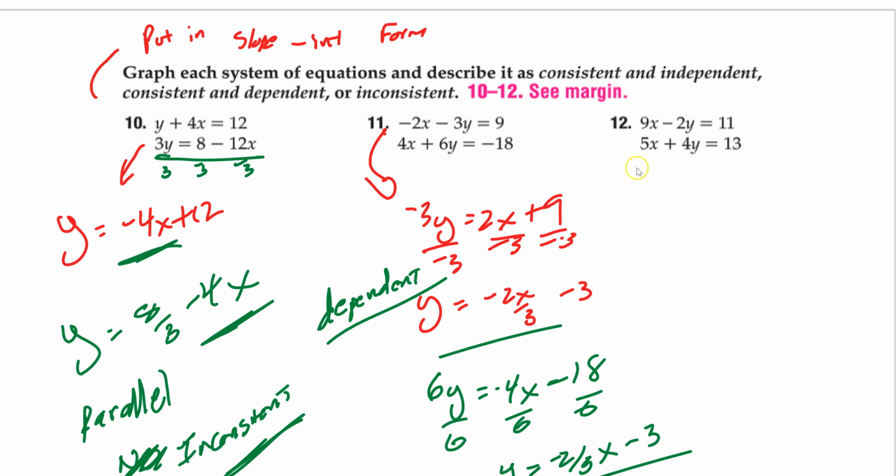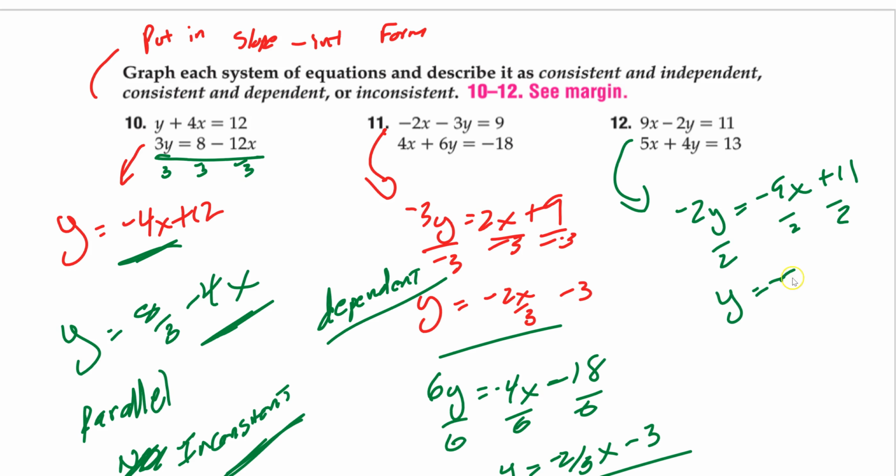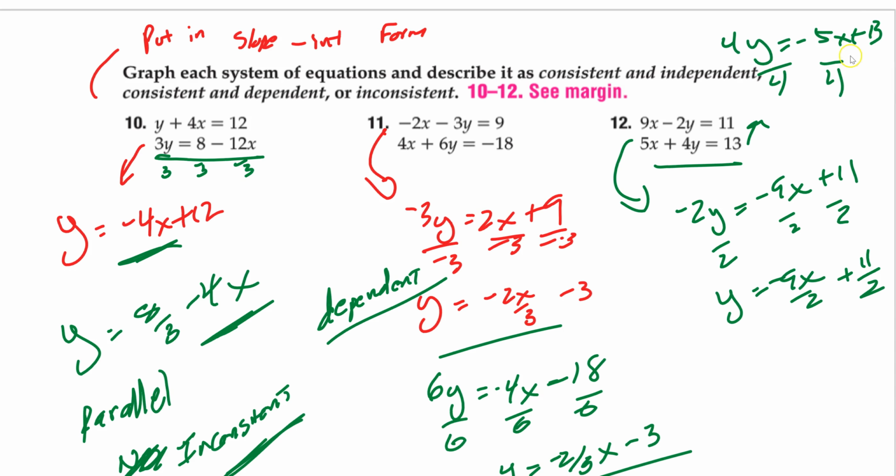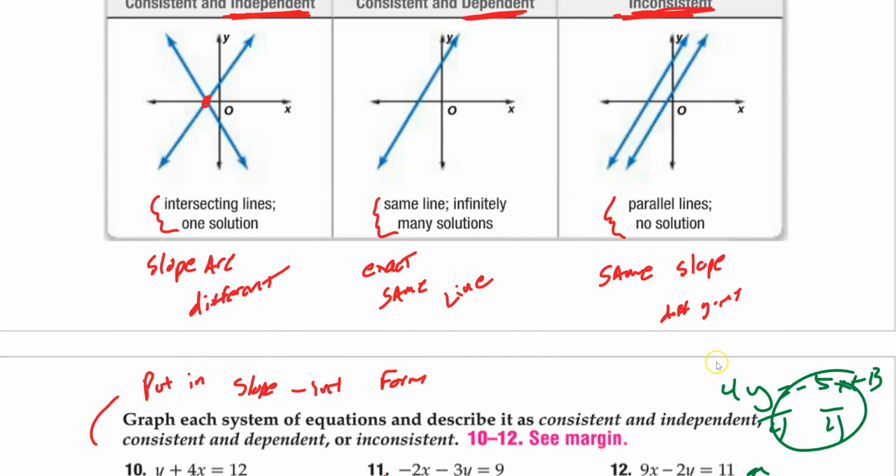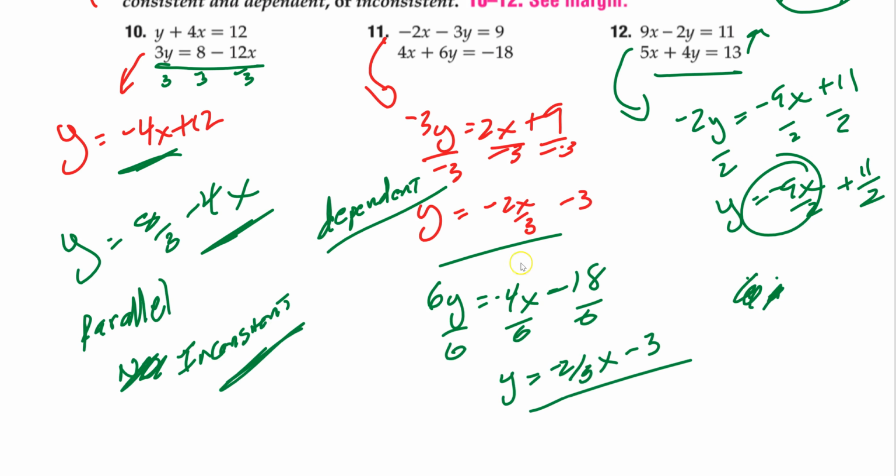And you probably could guess by now this is going to be independent, but we can do it real quick. So let's solve for y. Negative 2y equals negative 9x plus 11, divided by 2. You get y equals negative 9x over 2 plus 11 over 2. If I do it for this one, 4y equals negative 5x plus 13. Divide by 4. Slopes are different. So these two intersect. We call that independent. Independent is the proper name for that.